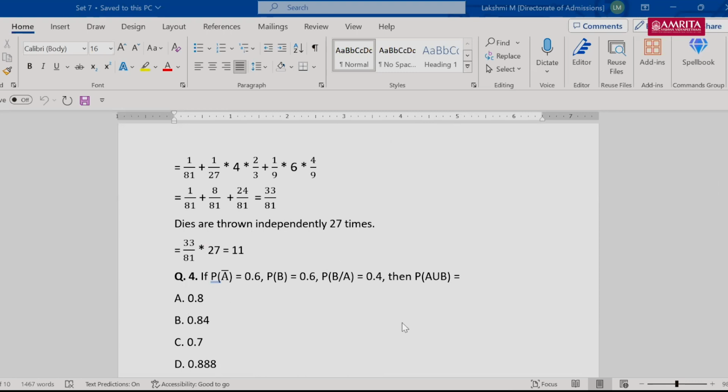Okay, now a direct question. P of A naught is equal to 0.6, P of B is equal to 0.6, P of B by A is equal to 0.6. What is P of A union B? This also comes in examinations, mostly like an easy type of question.